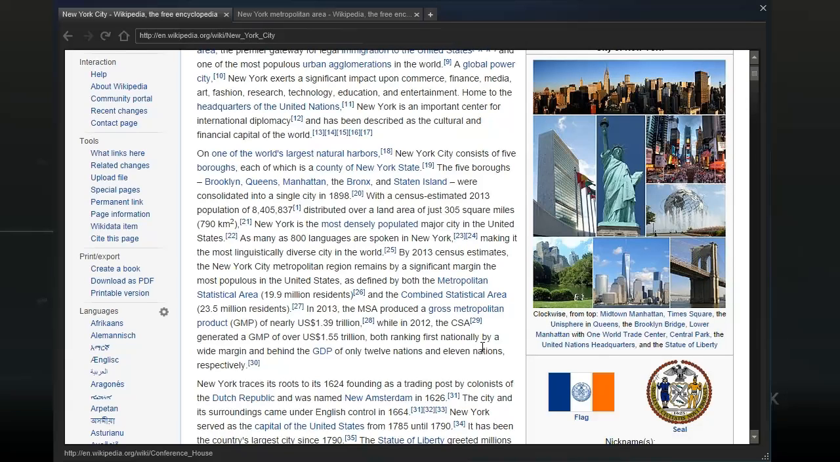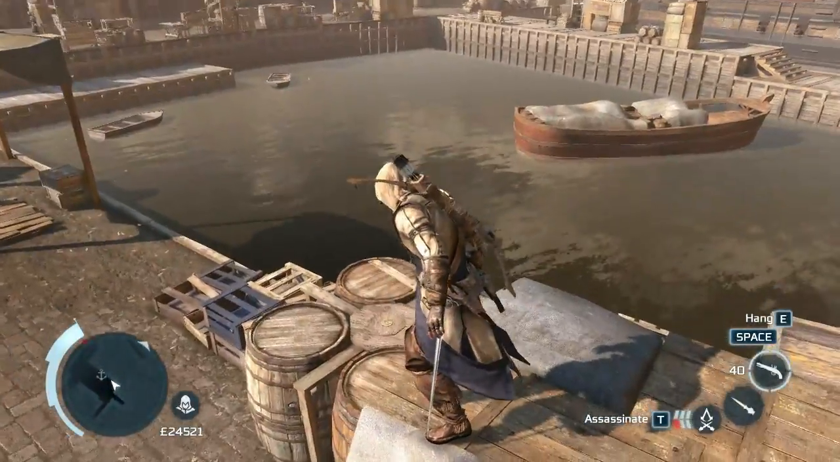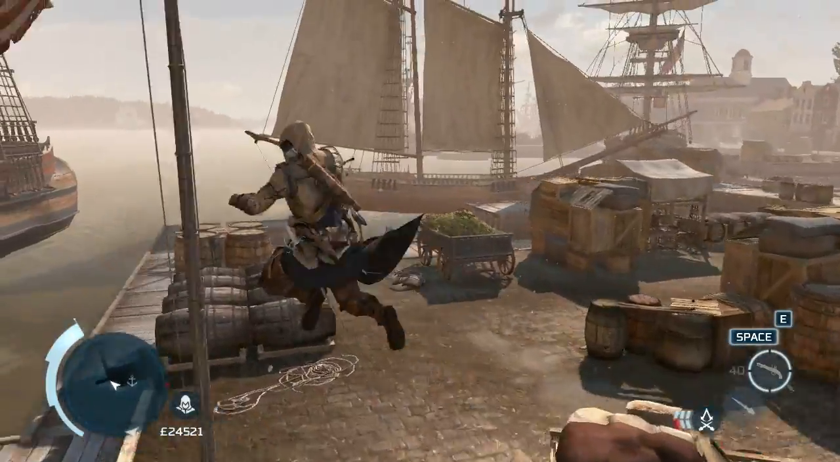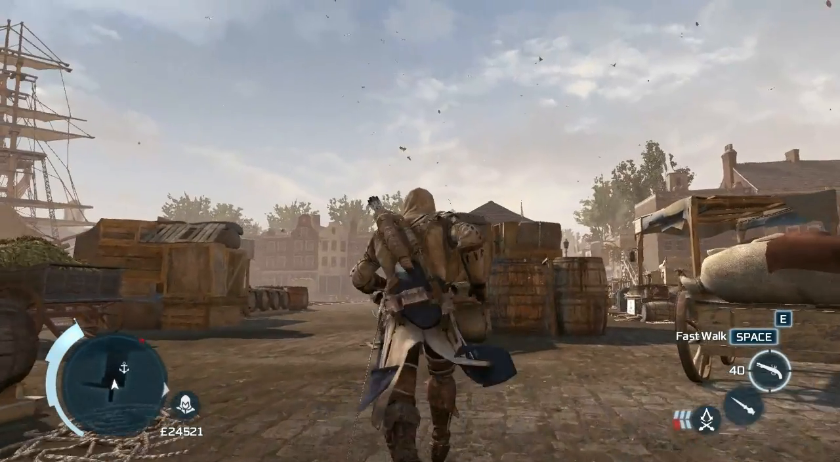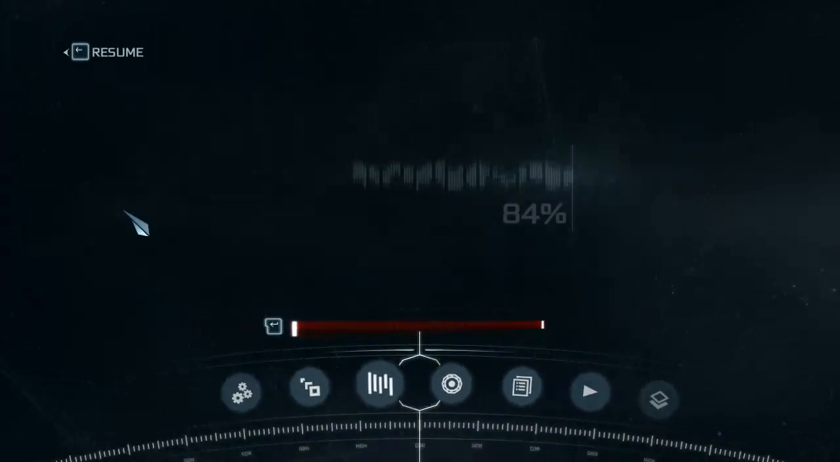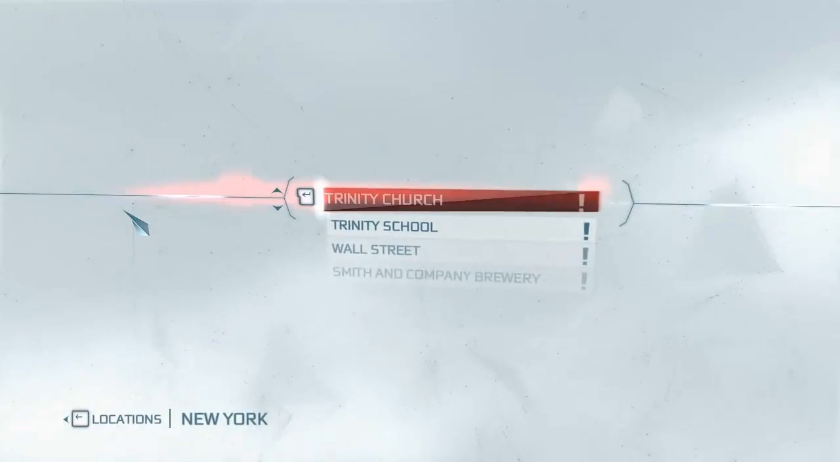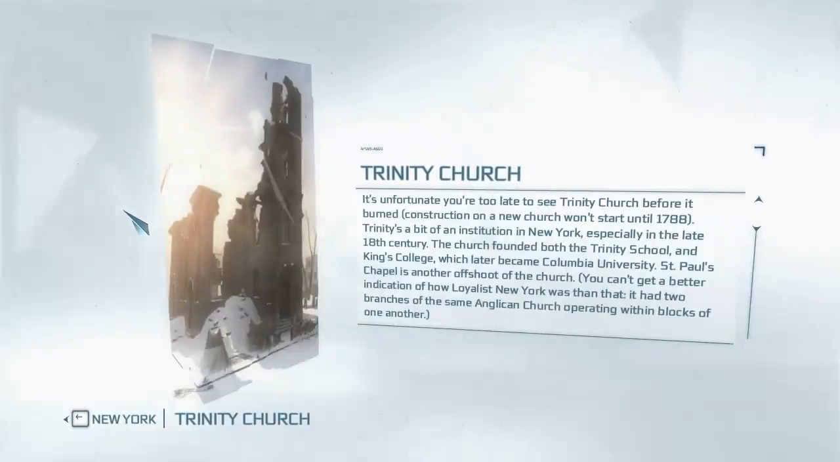So there you go. Alright, so let's go into the game and see if we can find some landmarks. And we can go read about them and look for them in the game. Don't look down. What are you doing? I mean, Manhattan today is mostly skyscrapers, right? So most of these buildings will be gone. But we'll see. Locations, New York, Trinity Church. Oh, this might still be here.